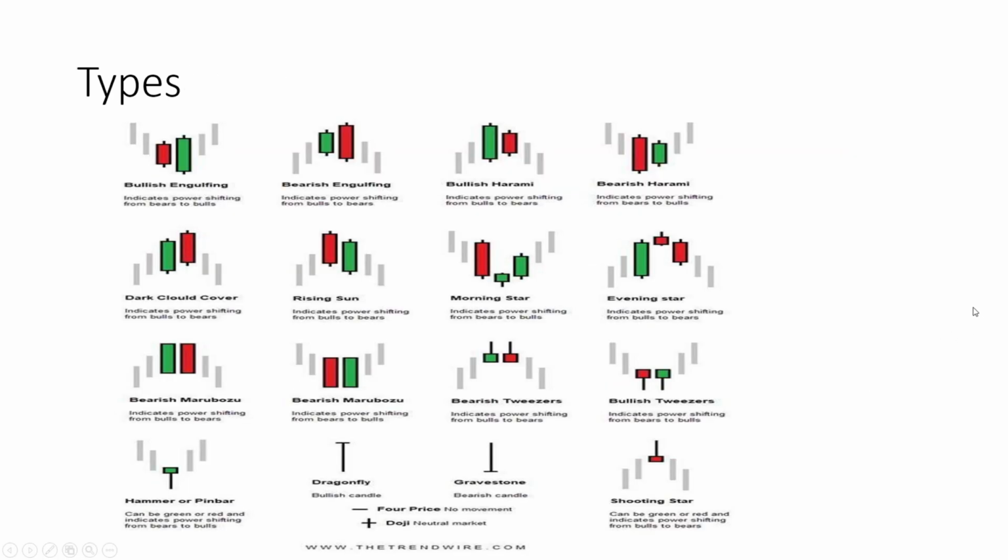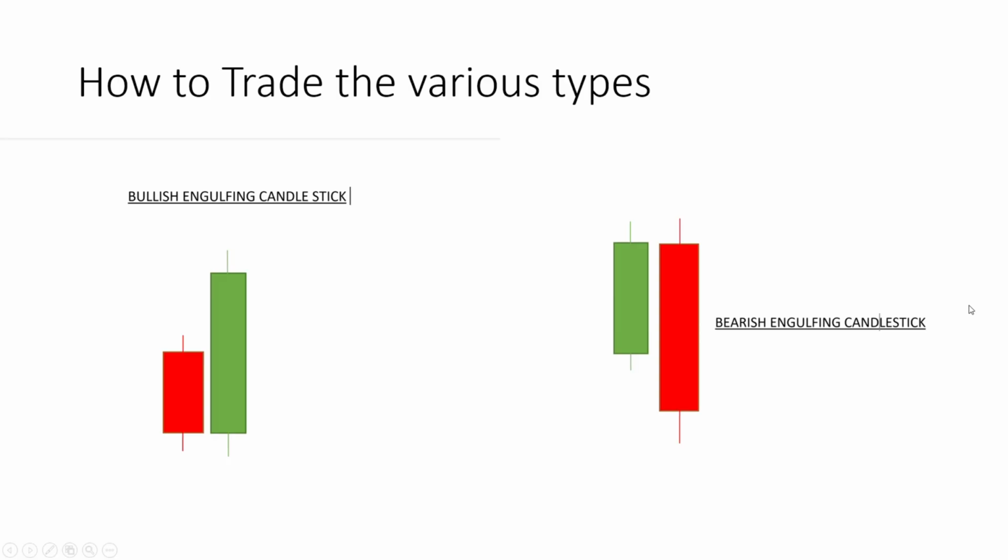So we have types of candlesticks, of which I'll be talking about a few. We have the bullish engulfing, the bearish engulfing, the bullish harami, the bearish harami, the dark cloud cover, rising sun, morning star, evening star, the Marubozu bearish, the Marubozu bullish, the tweezer, the doji, the dragonfly, the pin bar, and the hammer. So let me explain a bullish engulfing candlestick.